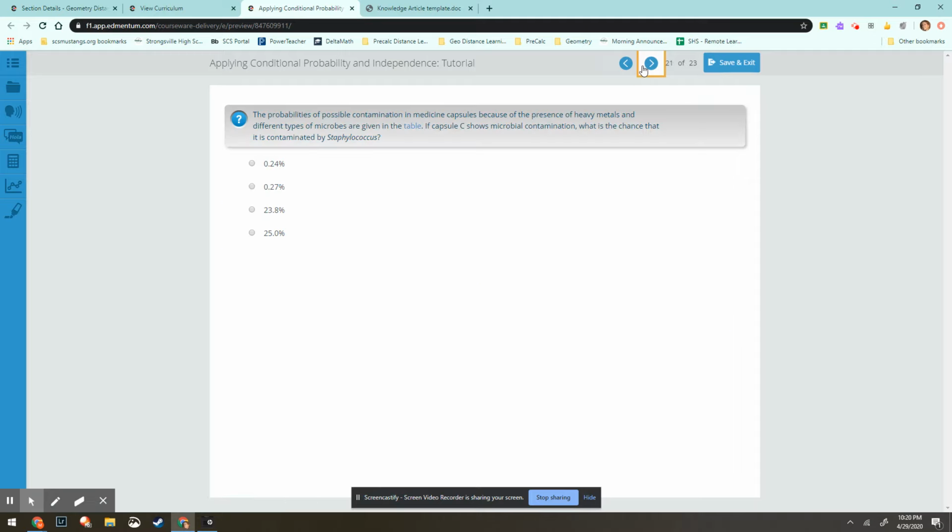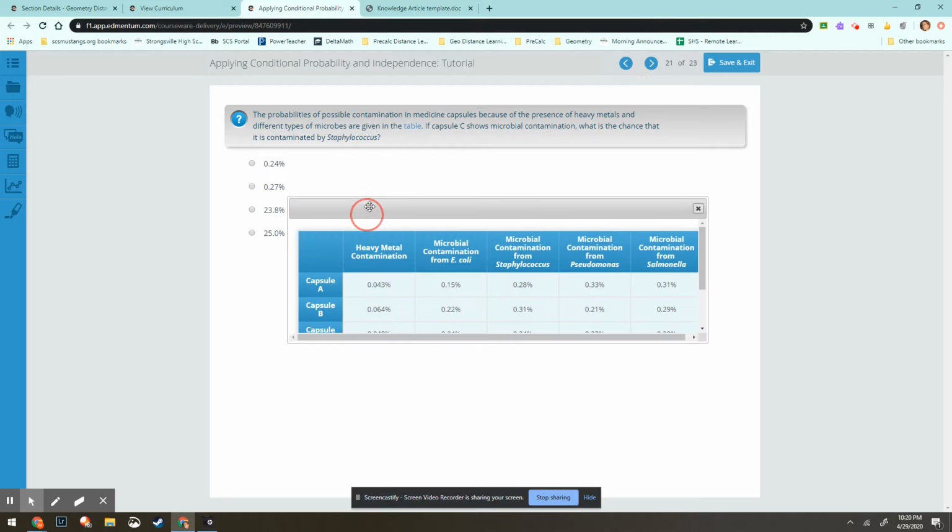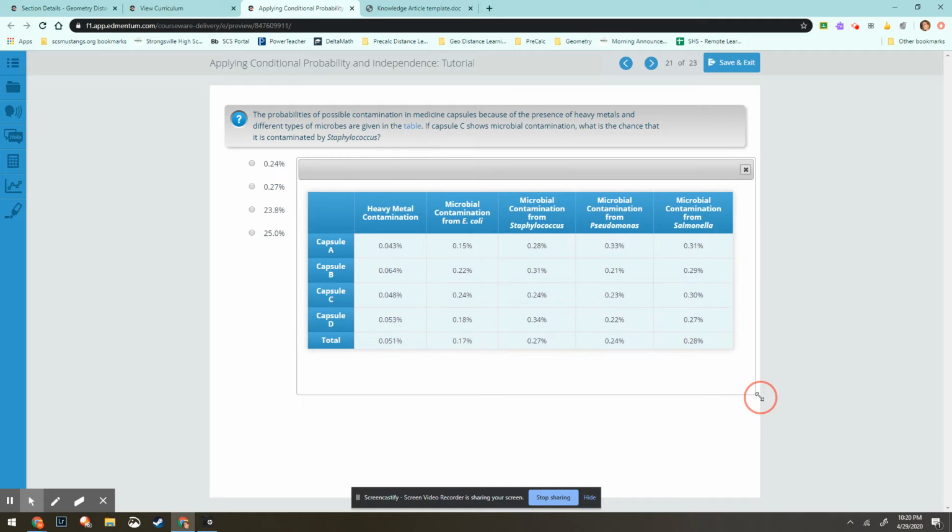We have one more question and I think we'll be done. The probabilities of possible contamination in medicine capsules because of the presence of heavy metals and different types of microbes is given in this table. Ooh, boy, that's a mouthful. And we're able to move this around so we can see the whole thing. Capsule C shows microbial contamination. What's the chance that it's contaminated by Staphylococcus?